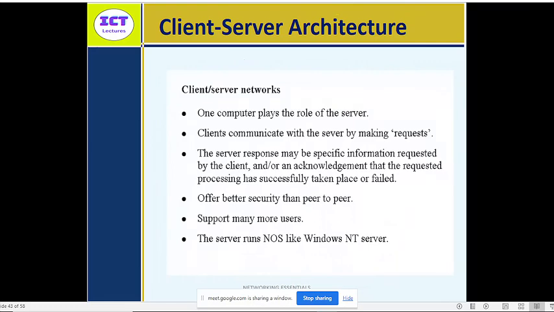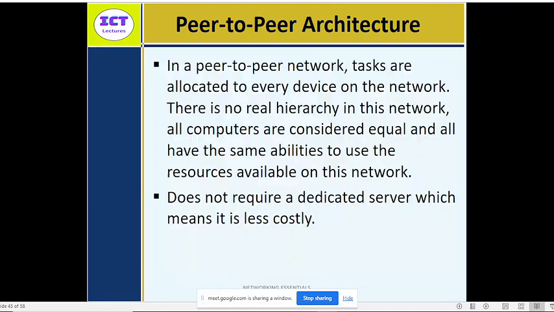So that's how a client-server network is. One computer plays the role of a server. It responds to the requests. As we say, it offers better security in that only one centralized system has the right to respond to the requests. It also supports many users, so you can connect multiple users, right?